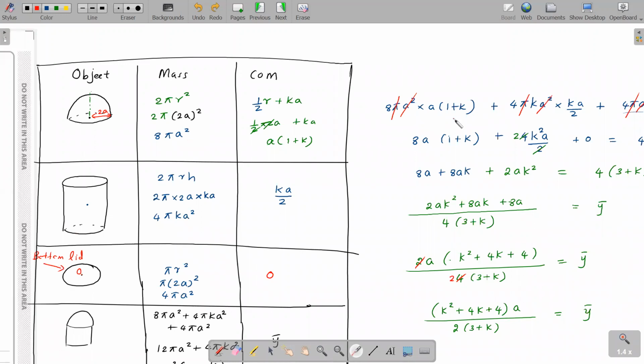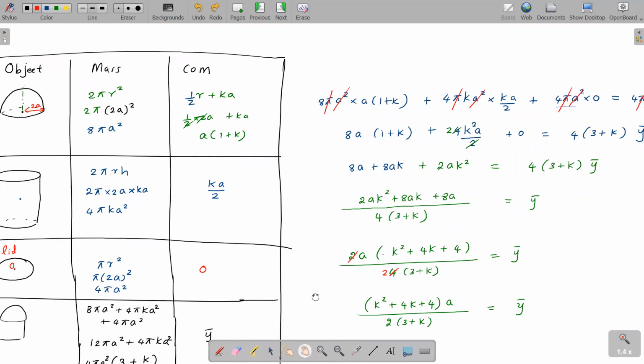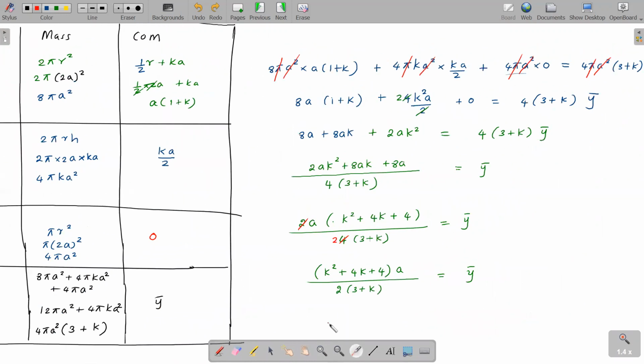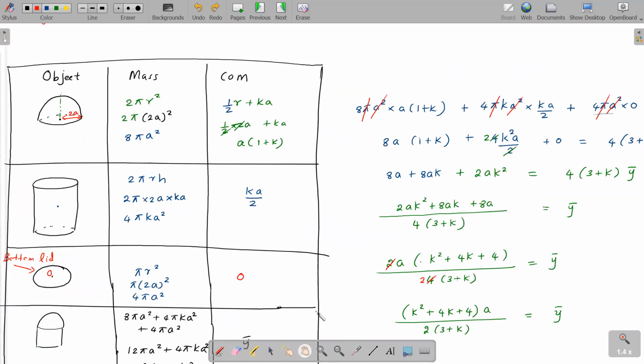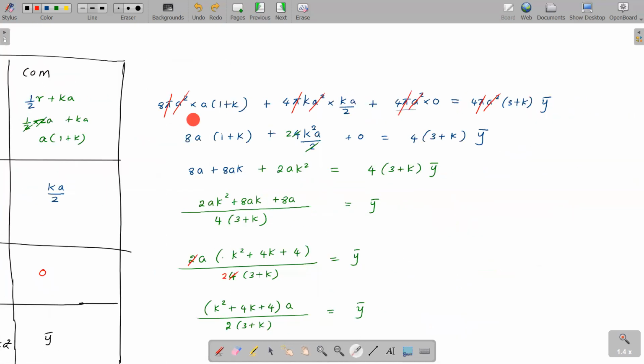So 8 pi a square into a(1 plus k), plus 4 pi k a square into ka over 2, plus 4 pi a square into 0, equals the total mass, 4 pi a square (3 plus k), into y bar. Right, guys, can you see? I've just used the values of the table. I've multiplied the mass and the center of mass. This is basically M2, where you multiply the sigma of the mass and the coordinate, the distance. All of these parts were addition, and this equals total mass into y bar.